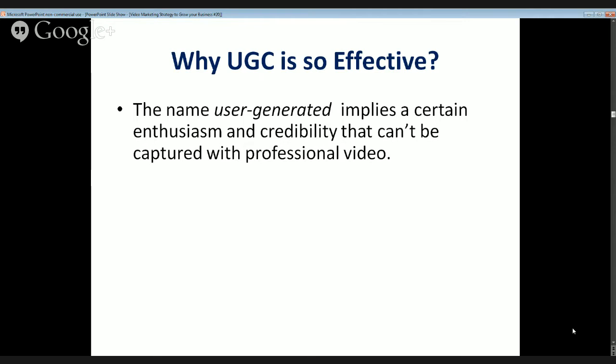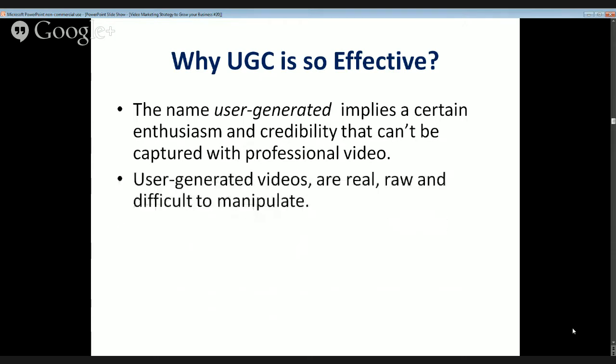The difference with the user-generated video, obviously, the quality could be very ordinary, but it's created by someone who is a third party. That is, they're not trying to sell it, they're just personally recommending the product. That has a lot more credibility. So user-generated videos are real, they're raw, and they're difficult to manipulate. Not impossible, but they are difficult to manipulate.